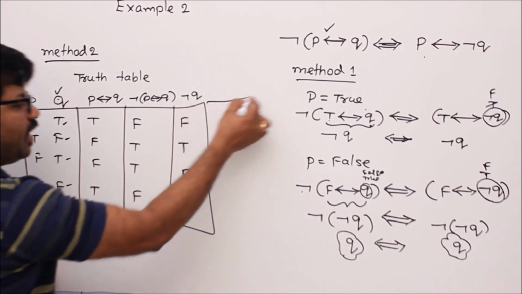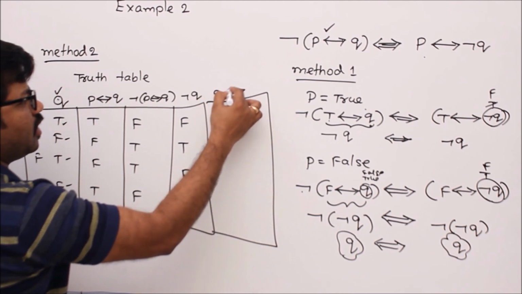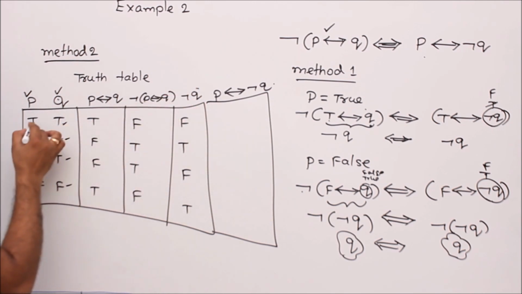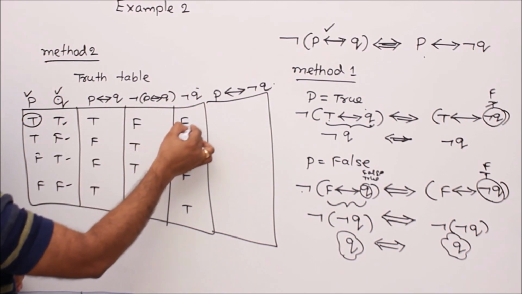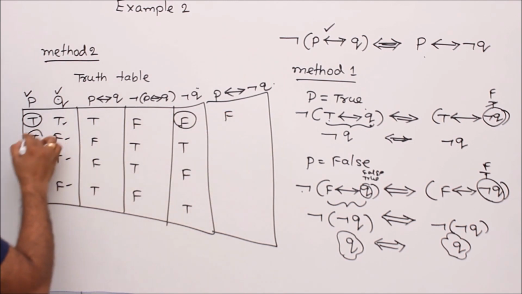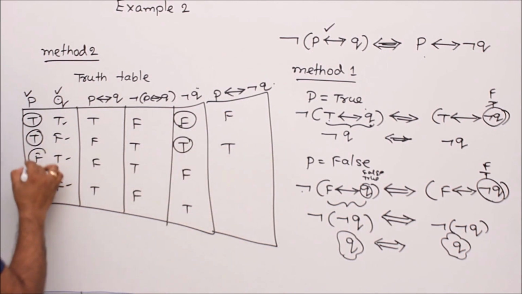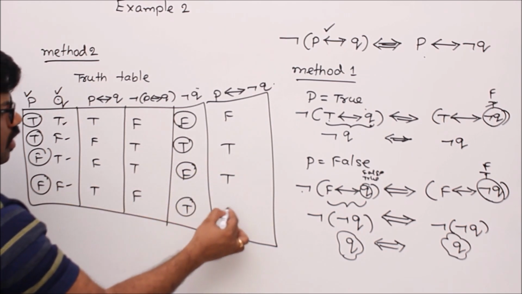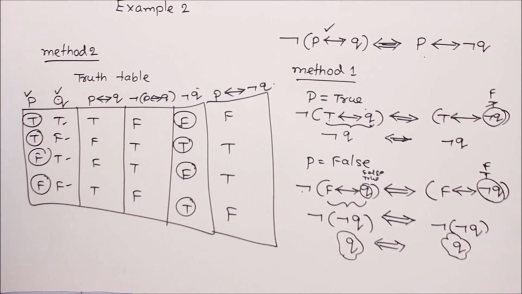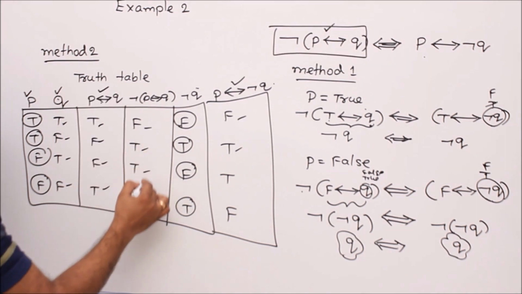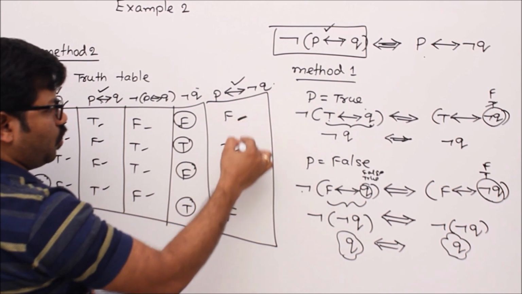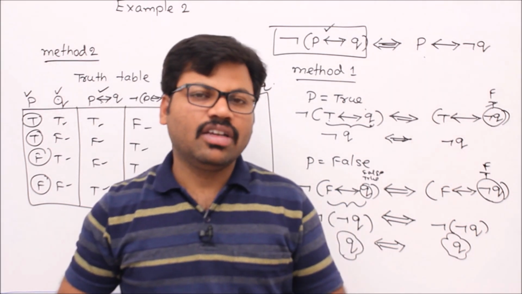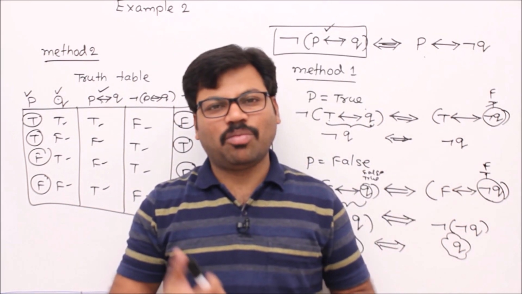We need p double implies negation q, isn't it? This is final one. We have, this is p, this is negation q. Apply double implication. True double implies false is false. True double implies true is true. False double implies false true, and false double implies true is false. So this is the truth table of p double implies negation q. Now observe the false, true, true, false, and p double implies negation q, false, true, true, false. They have identical values, then they are equivalent. In that way, using truth tables also we can solve the problem sometimes.